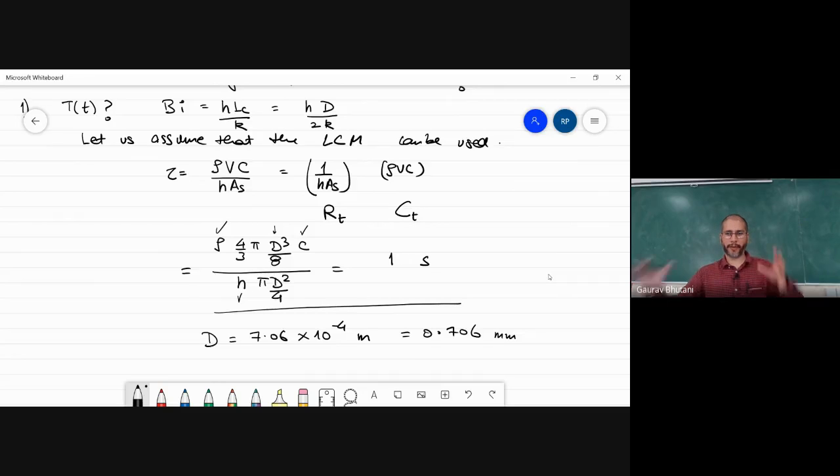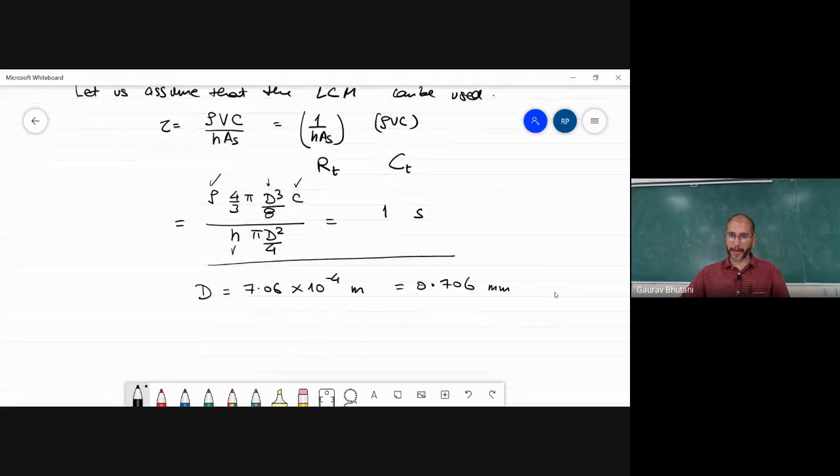It makes sense. I mean, you won't have a huge junction. Otherwise, it will take time. It will have to lose heat. It will take a lot of time to come to the temperature of the fluid, or the gas stream in this case. Okay, but we have used the lumped capacitance model, and we don't really know if that can be used. So now that we have a D estimate, let's see what the Biot number is.